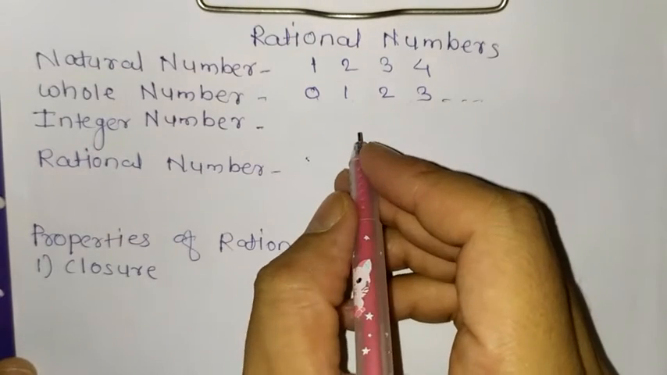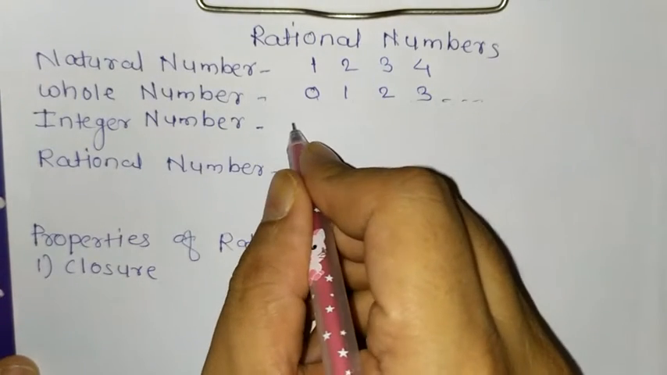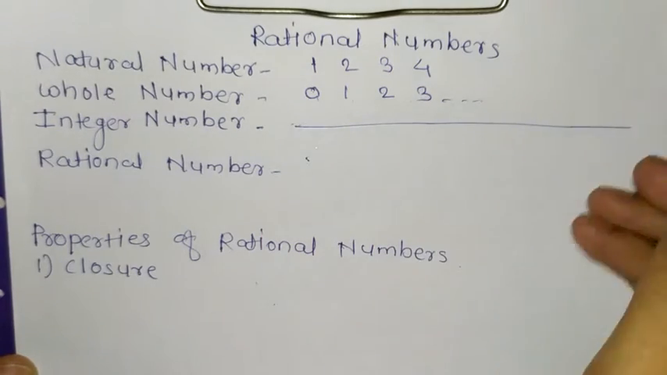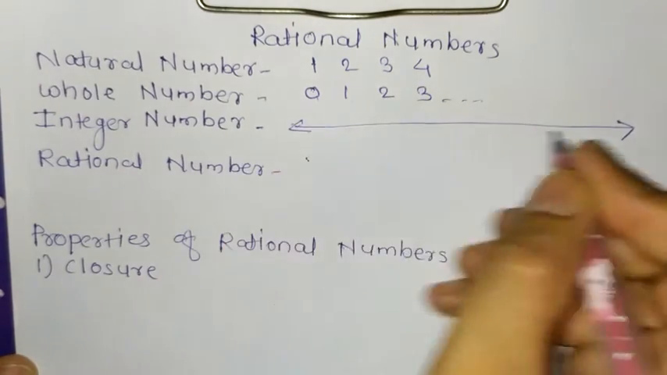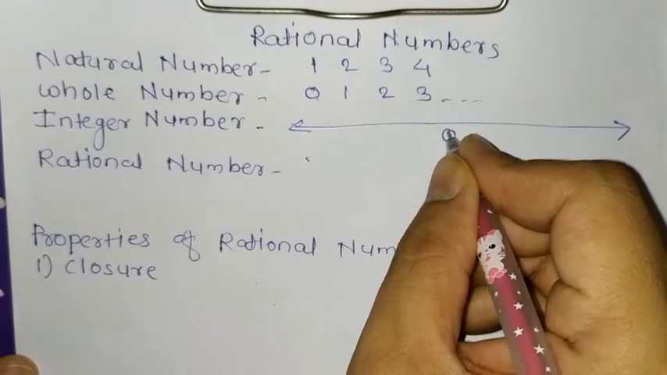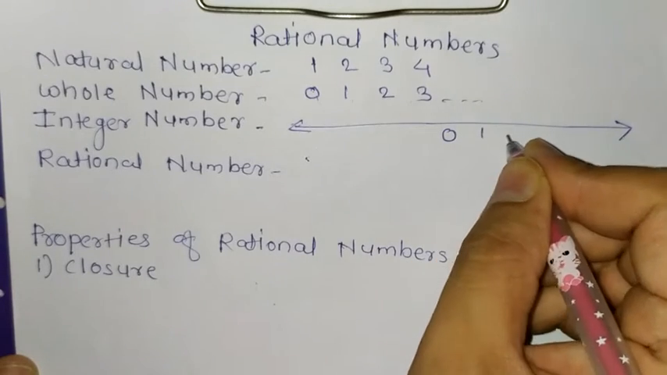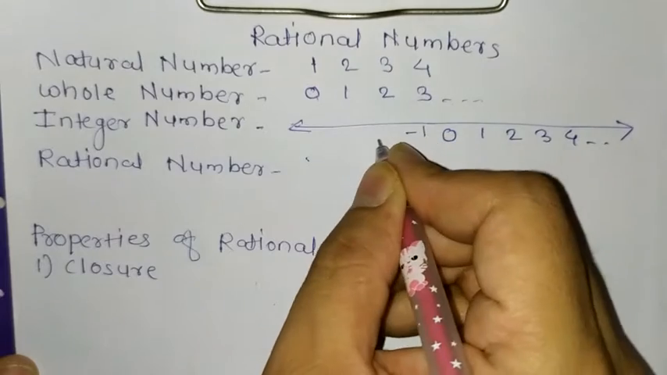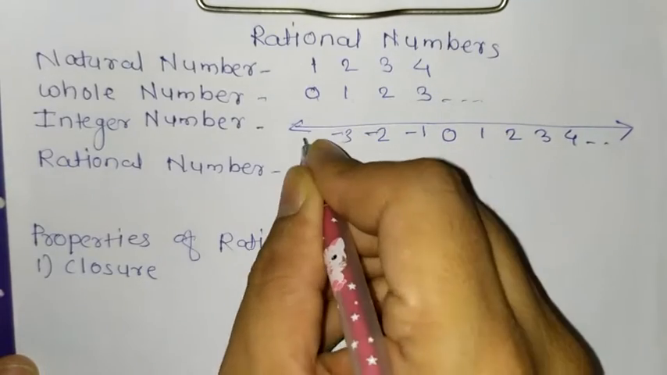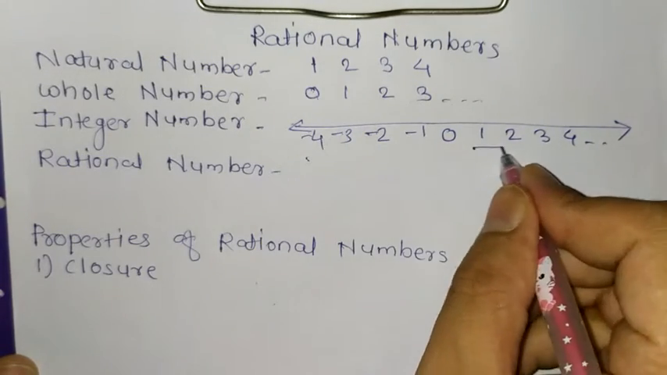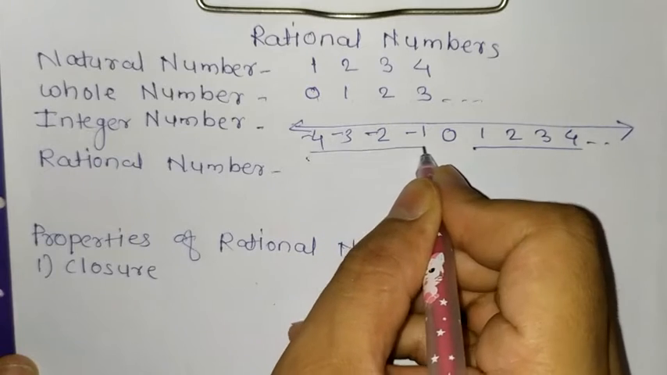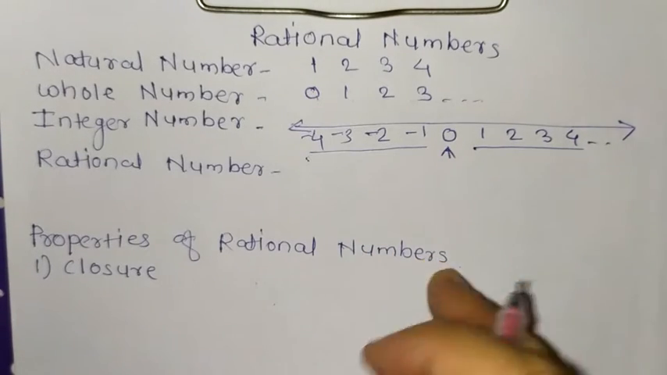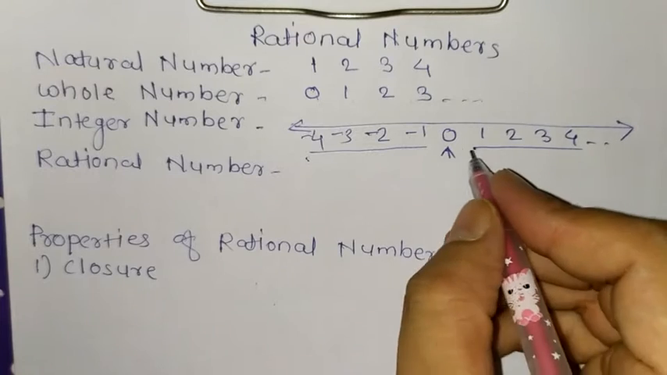Now we have the integer numbers, which you learned on the number line also. So this is the number line. In the middle we have 0, then positive numbers on one side, then negative numbers on the left hand side. So these are the positive and these are the negative numbers. Specifically, 0 doesn't have any sign, neither minus nor plus.